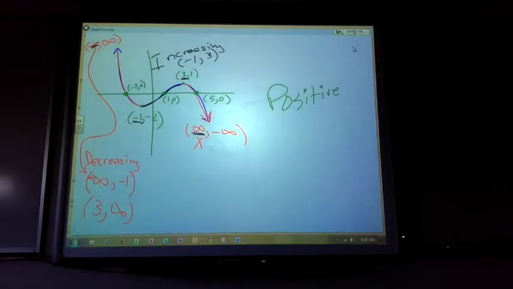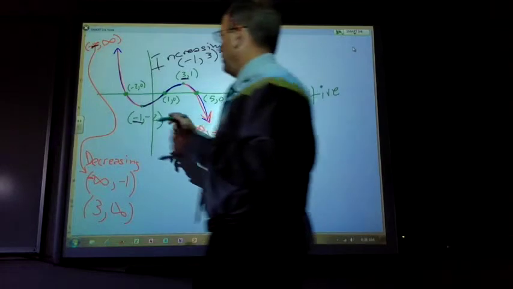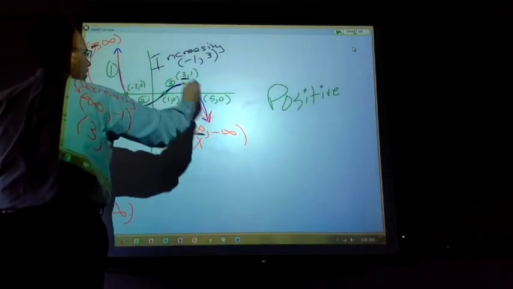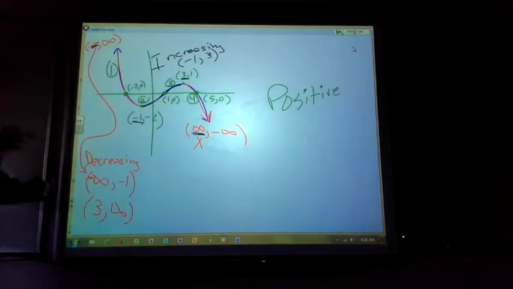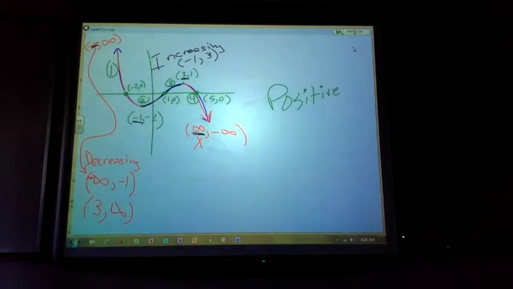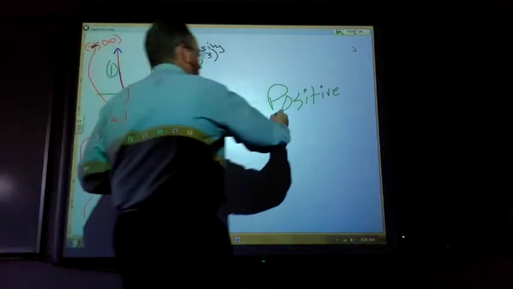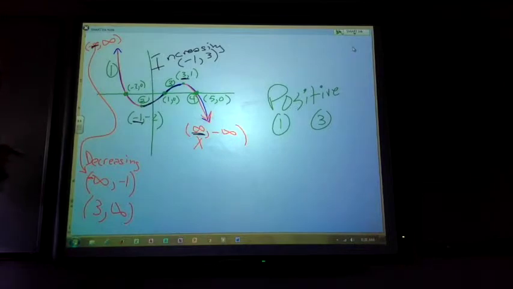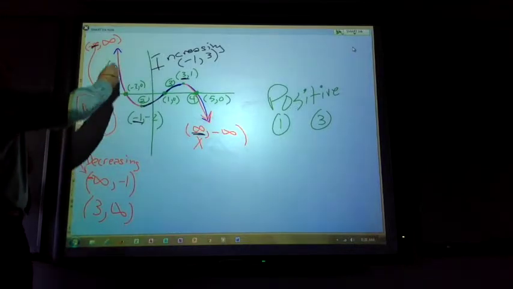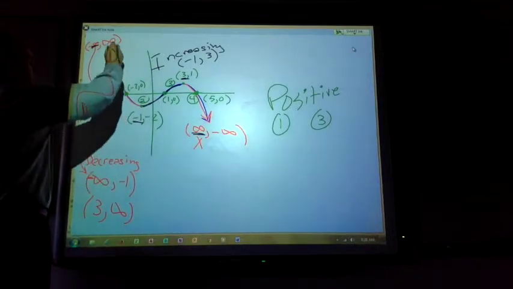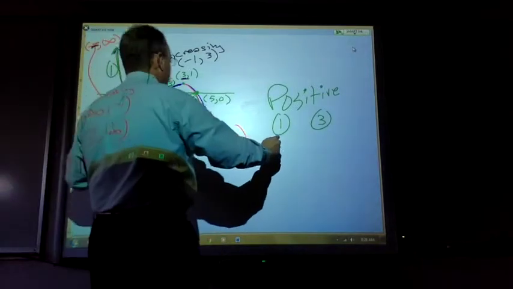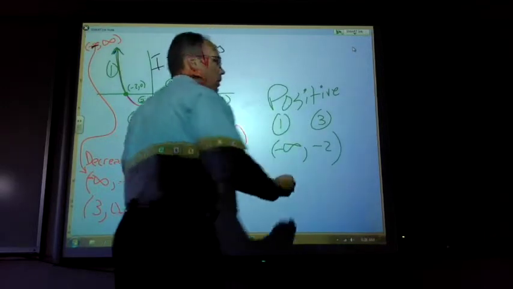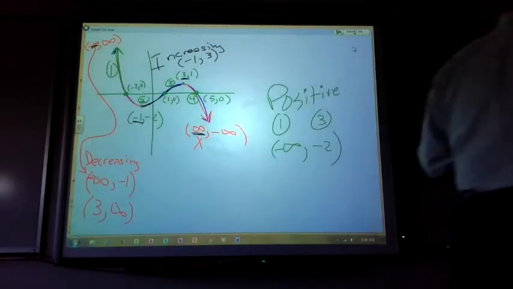So where is this line above the... So let's label this region 1, region 2, region 3, region 4. Where does this appear to be positive? 1 and 3. So region 1 and region 3, it's above the x-axis. So this region here, from -infinity to -2, it's positive.